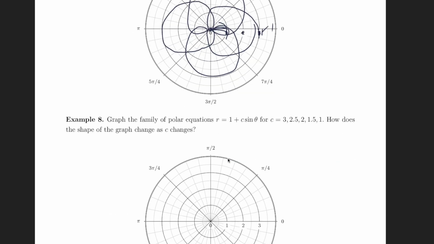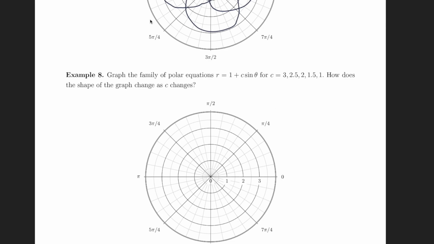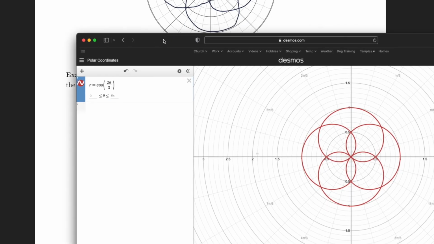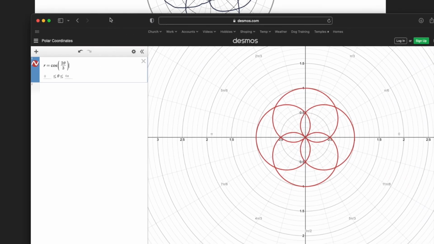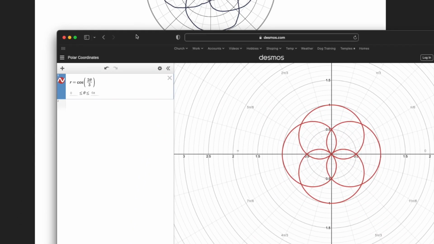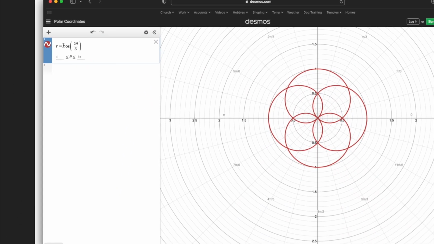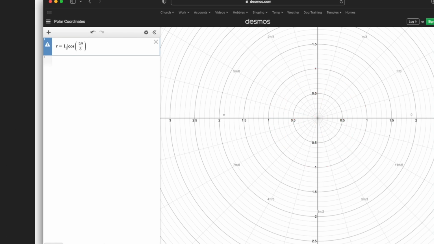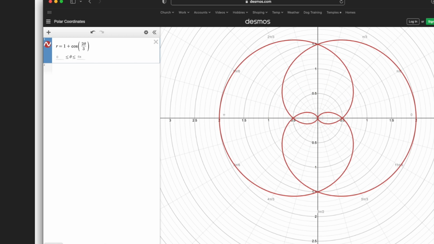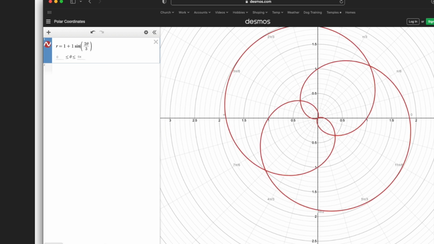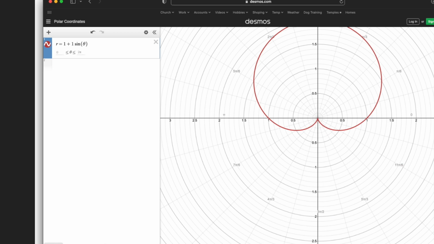All right, so now it wants us to draw a family of these, and so we're going to just change scenes and see what happens here. This is just best done on the computer. So let's do that. We're going to just use 1 plus c sine. So we have 1 plus, and then we're going to have sine, and then we're just going to have boring old theta, nothing too fancy. All right, so this is 1 plus sine theta.